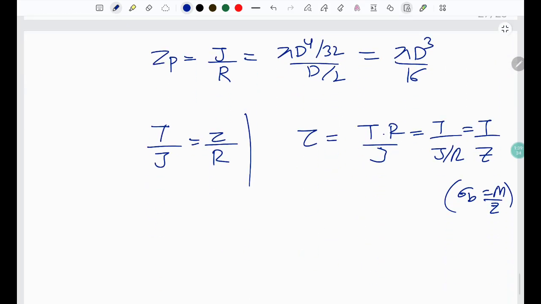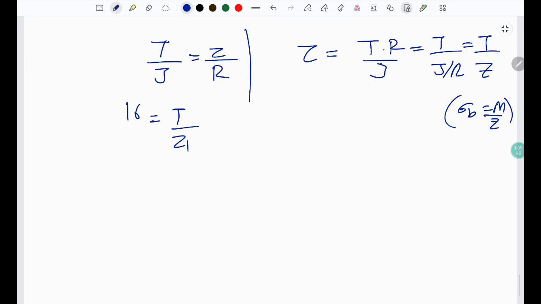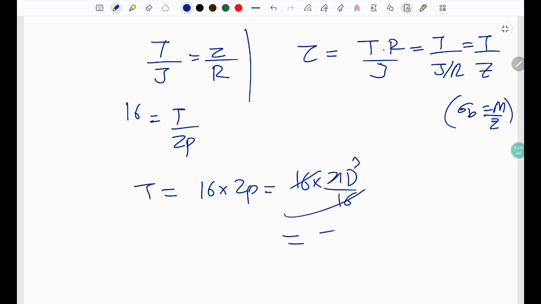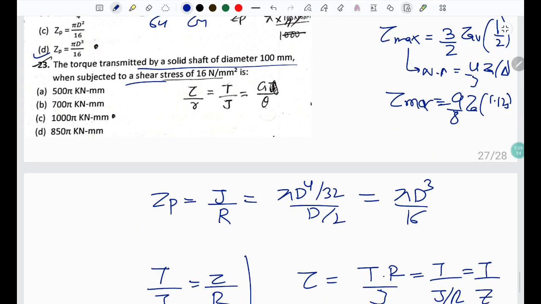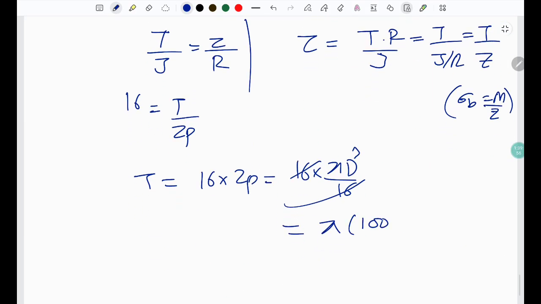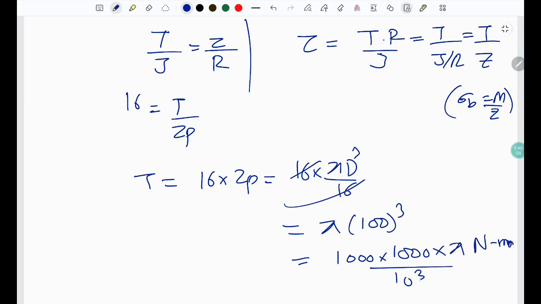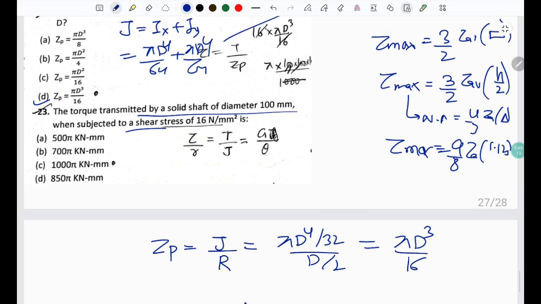The tau is given to us as 16. Torque is what we have to find out, and Zp, so torque becomes 16 times Zp, which is 16 times pi d cube by 16, which gets cancelled, and the diameter is 100 mm. The answer is in kilonewton mm. So with mm, 100 cubed, so 3 into pi, this will be Newton mm, and for kilonewton it will be divided by 10 to the power 3, so it will become 1000 pi kilonewton mm. That is option C.